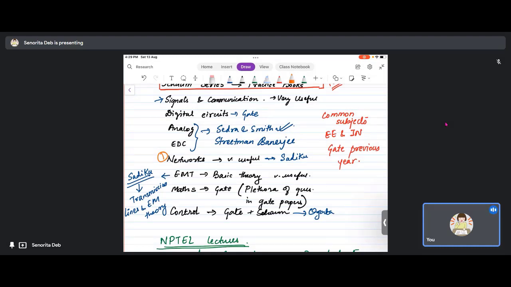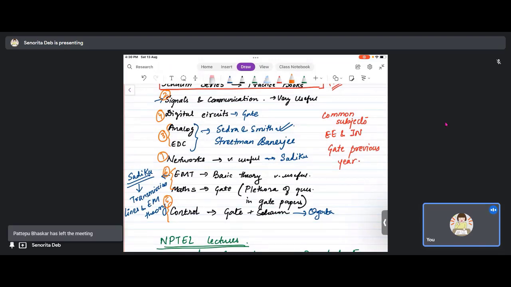then parallelly with networks you should start with signals, and I think that is the reason why now they have merged networks and signals in the syllabus, right? So networks, and then parallelly you can start with signals, you practice this, then you can start with EDC analog, parallel with digital circuits, okay, and you can take control as well. You can take control fifth, and then you can end it up with EMT and mathematics.